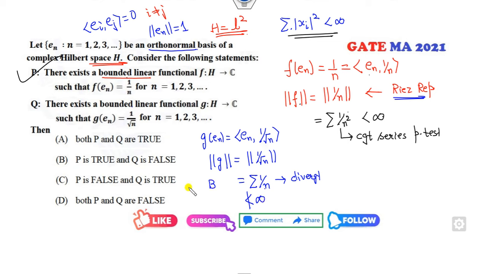So is it bounded? No, it is not bounded. But he said it's bounded, so this option is cancelled. Only P is the correct answer of this problem. A very simple approach. Always represent the function in this manner.